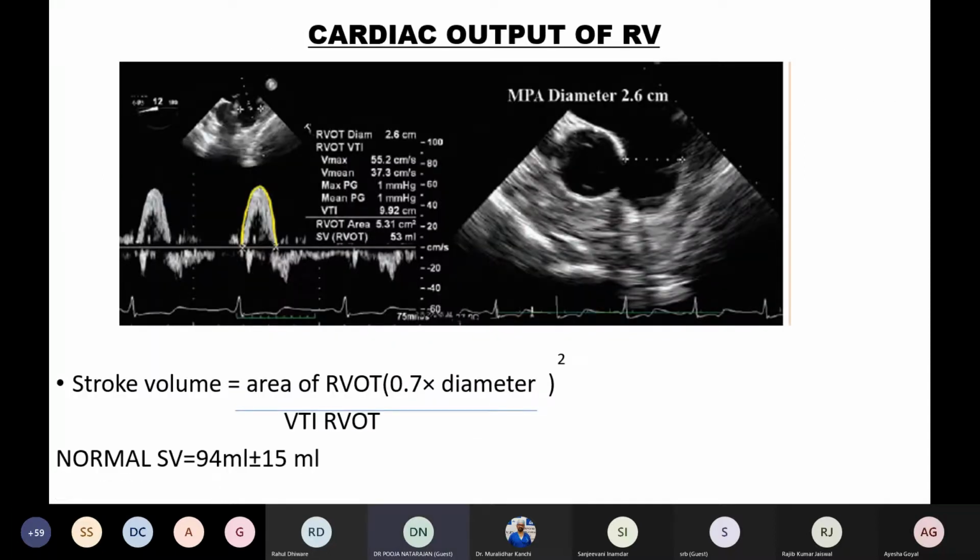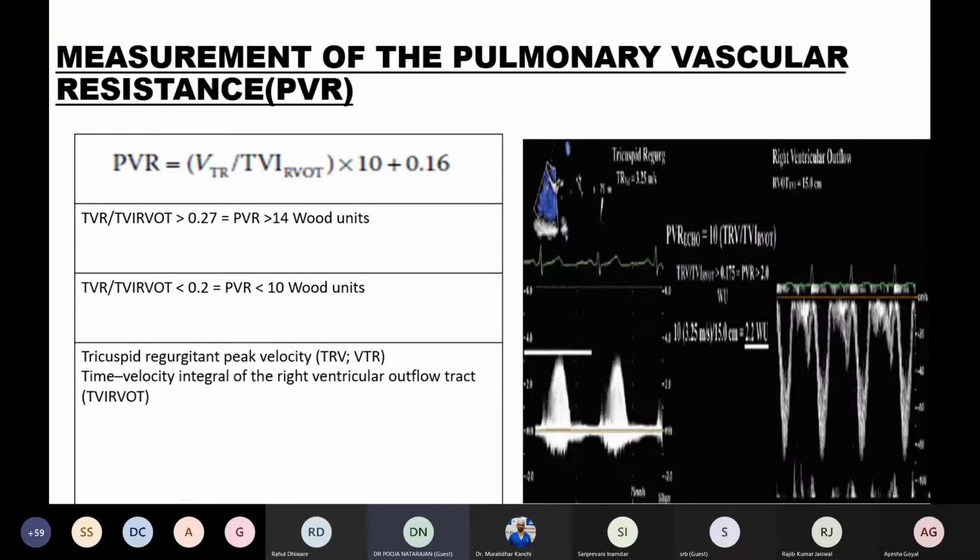Next, how do we calculate the cardiac output of RV? So we have to use the stroke volume formula. So area we'll calculate by the diameter. Diameter, we go for the ascending aorta, mid-esophageal ascending aorta short axis view. We look at the diameter of the MPA. And then VTI by the deep transgastric view, or here, if we get it in this same view, mid-esophageal ascending aorta short axis view, we can calculate. So normal will be 94 plus or minus 15.